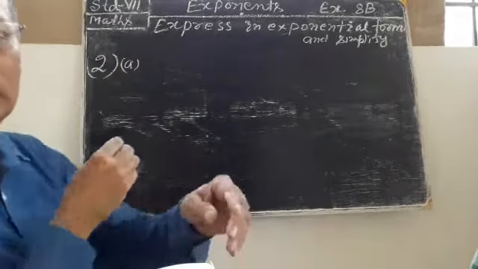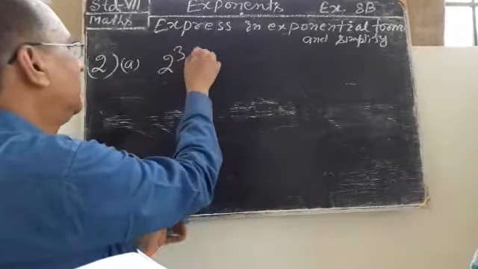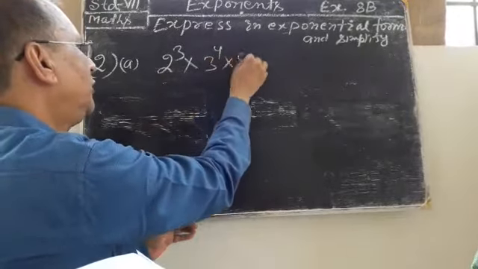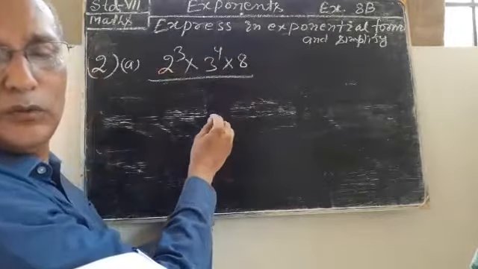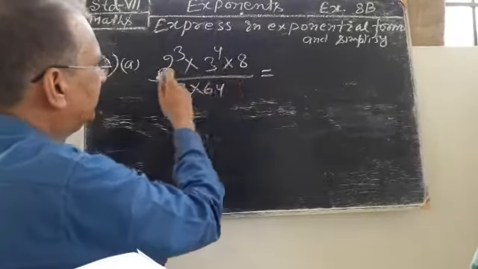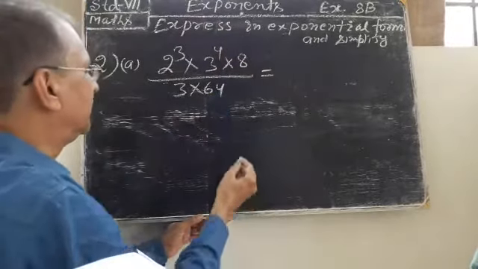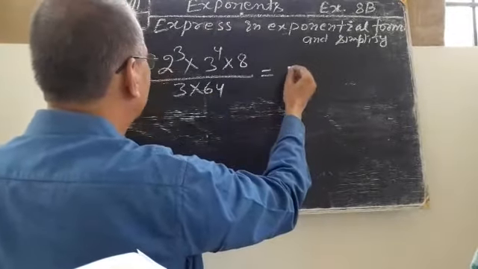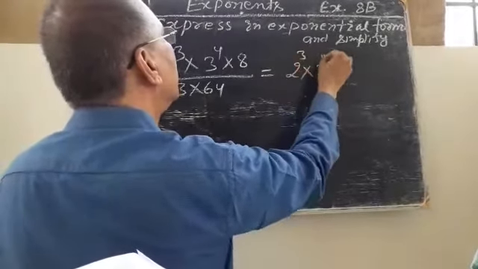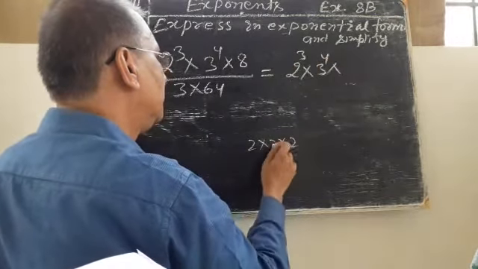2 power 3 into 3 power 4 into 8 divided by 3 into 64. See, some is given in the exponential form, some is not. So I have to convert it into exponential form first. This will be equal to 2 power 3 into 3 power 4 and 8, which is 2 into 2 into 2.